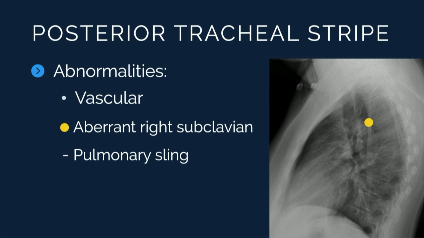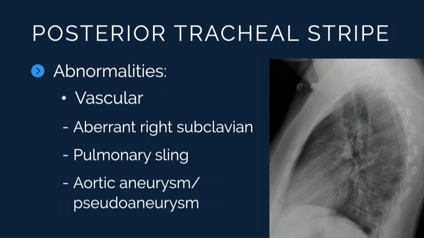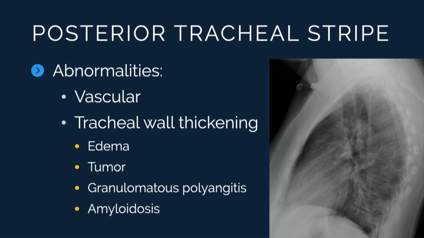Now, the posterior tracheal stripe, again, there are some abnormalities associated with it. So you can have an aberrant right subclavian artery, which is going to be posterior to the posterior tracheal stripe. It'll show up more posteriorly. Then we have the so-called pulmonary sling, which crosses between the trachea and the esophagus on the lateral radiograph, forming abnormalities. And then you can also have aortic aneurysms or pseudoaneurysms, which will result in either displacement or obliteration of the posterior tracheal stripe.